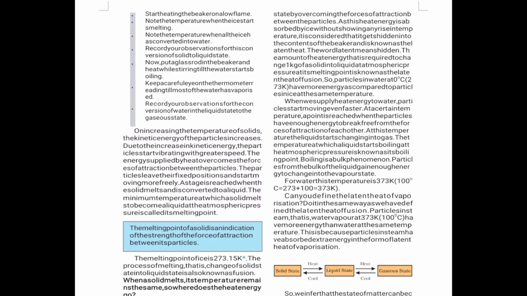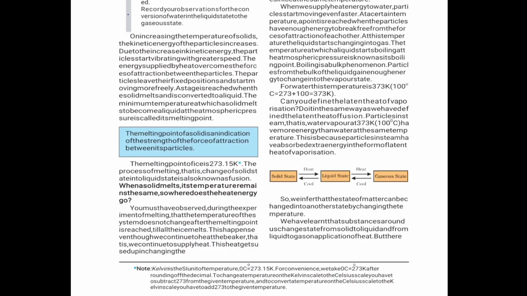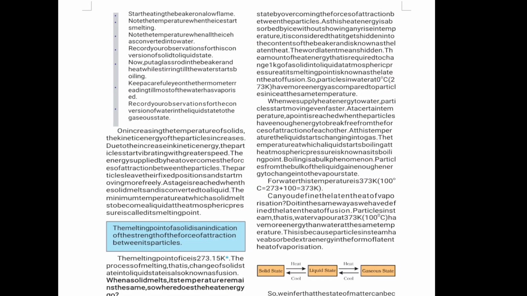When a solid melts, its temperature remains the same, so where does the heat energy go? You must have observed, during the experiment of melting, that the temperature of the system does not change after the melting point is reached, till all the ice melts. This happens even though we continue to heat the beaker, that is, we continue to supply heat. This heat gets used up in changing the state by overcoming the forces of attraction between the particles.